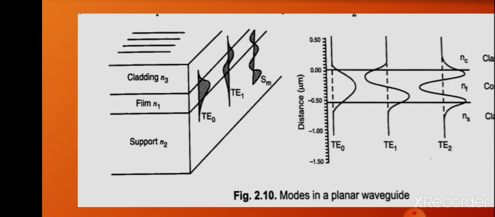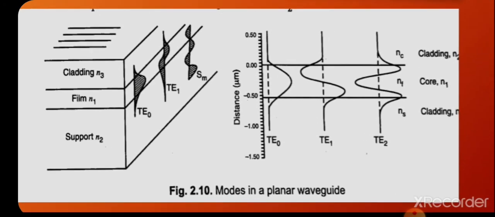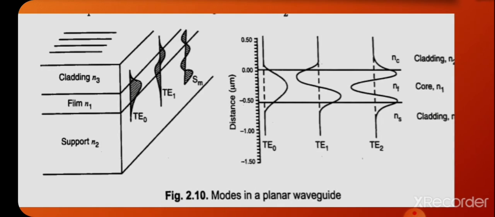And the different modes in the case of a planar waveguide are shown on the right-hand side of this figure, and here I am representing three modes. First is the TE0 mode, TE1 mode and TE2 mode, and their explanation was given in the previous class. In the TE0 mode there is a field maximum at the center, and its order is 1.